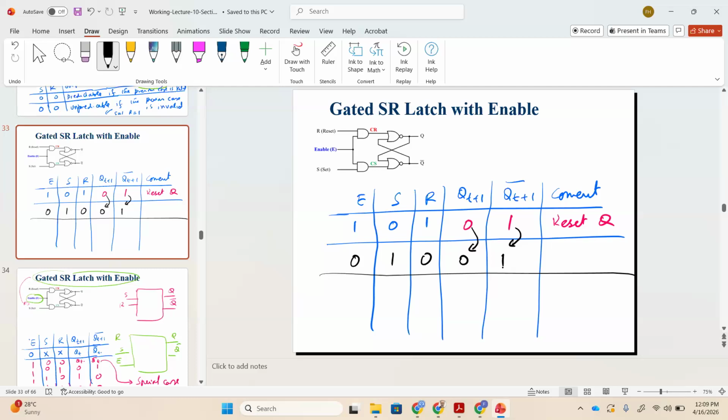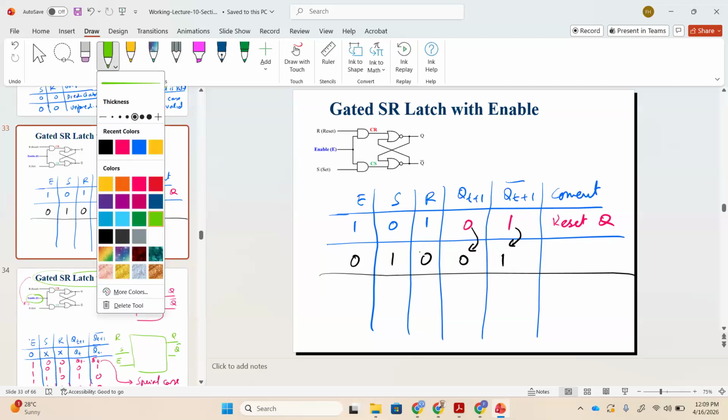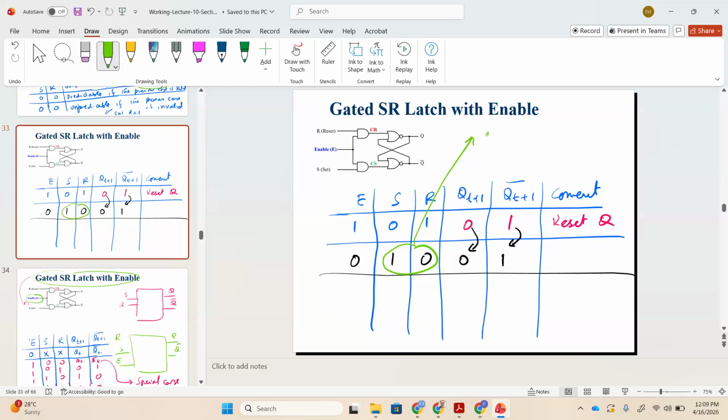Please remember, this is a little tricky. This was considered, can you see, as a set operation. But now the problem here is that the enable is 0. So when enable is 0, it means the set operation will be ignored.